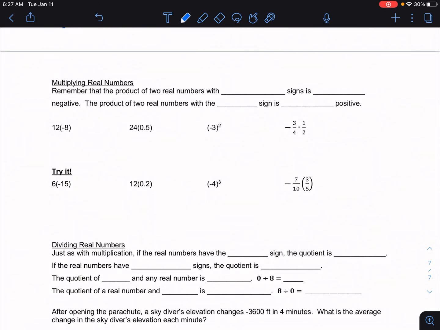So remember, the product of two real numbers with different signs is always going to be negative. Whereas the product of two real numbers with the same sign is always going to be positive. So let's take a look at a few examples of this.